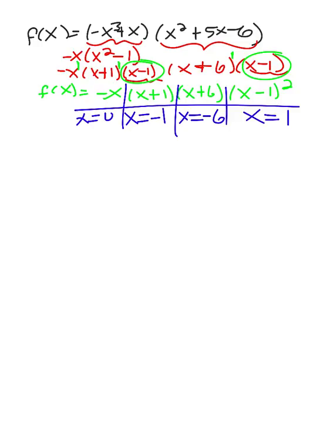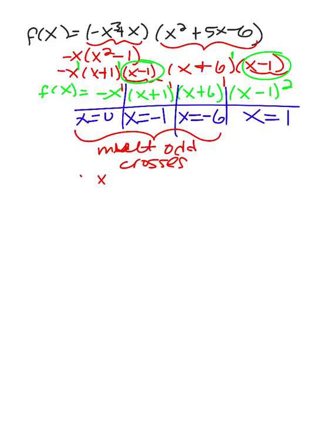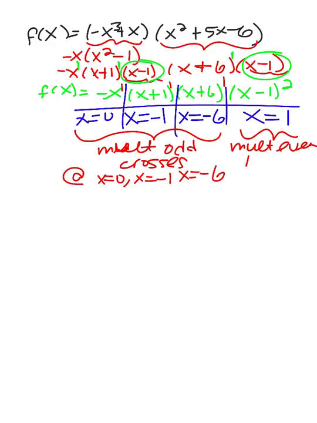Okay, so now I want my multiplicity. These three here have exponents of 1, so my multiplicity is odd. That means the graph crosses at x equals 0, x equals negative 1, and x equals negative 6. Here my multiplicity is even, so that means it's tangent at x equals 1.